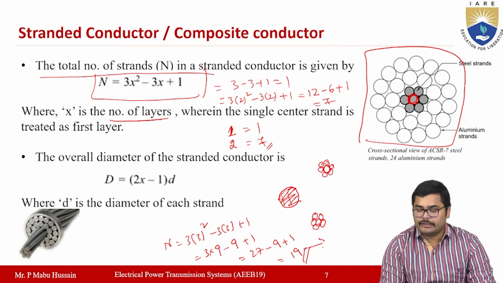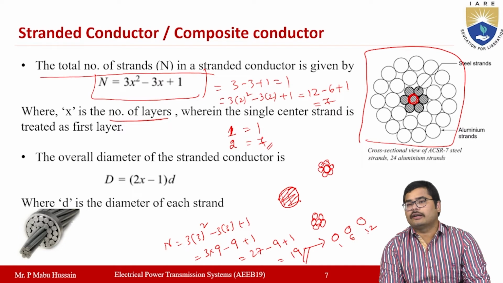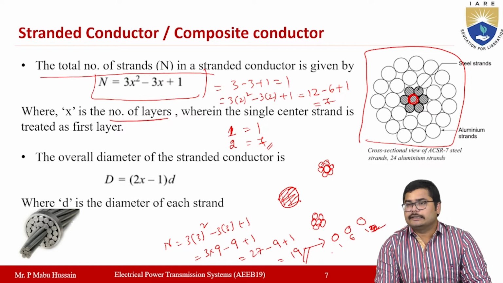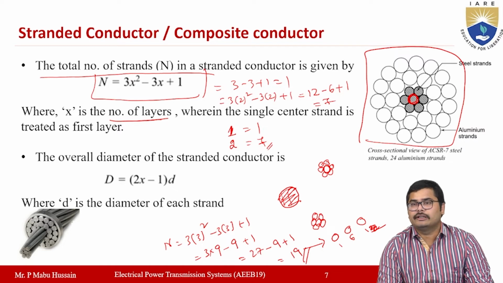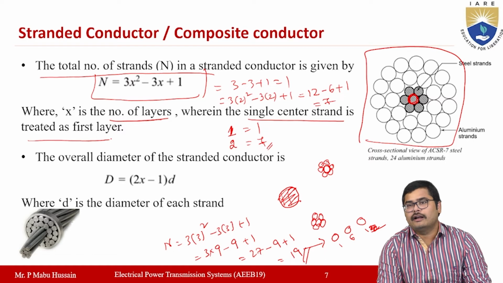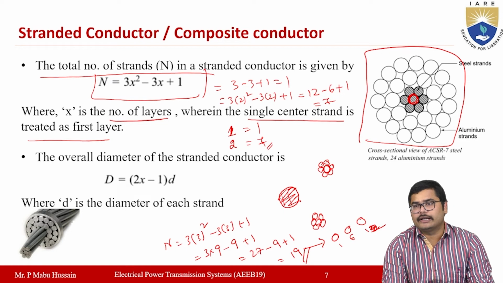So that means out of 19, the first layer will have 1 conductor, the second layer will have 6 conductors, and the remaining conductors will be on the third layer. So 12 or 13? 13, I think. Okay, so 12 only. Like that, depending upon the number of layers, you will have the number of strands. Always remember that the single central strand is treated as the first layer, and it has only 1 conductor.